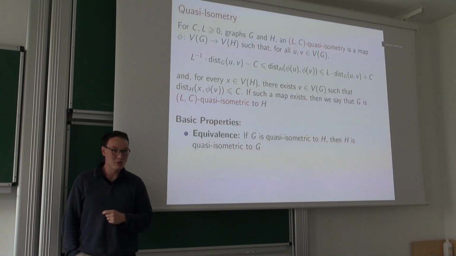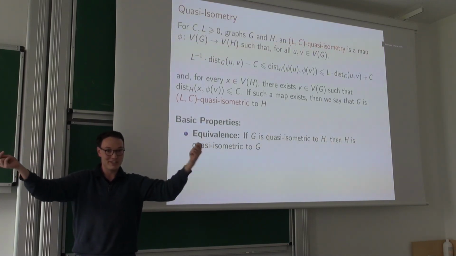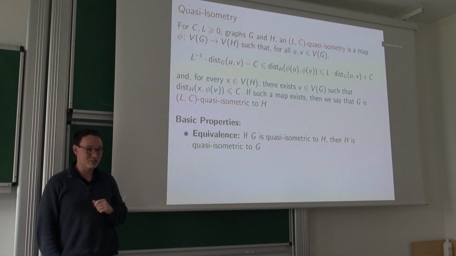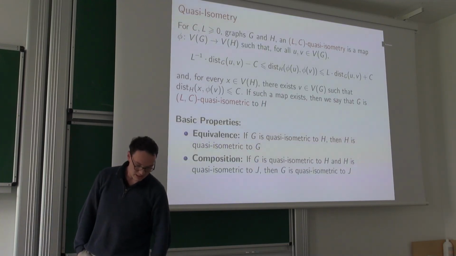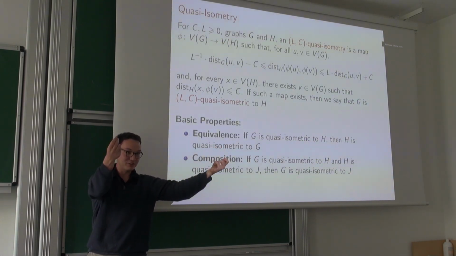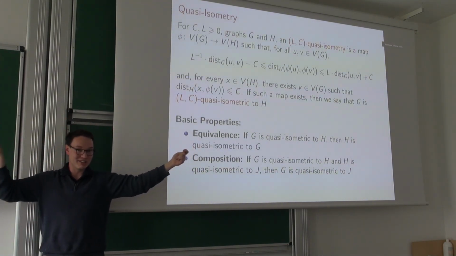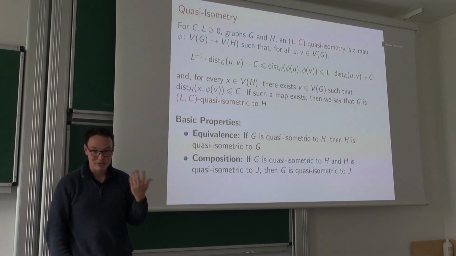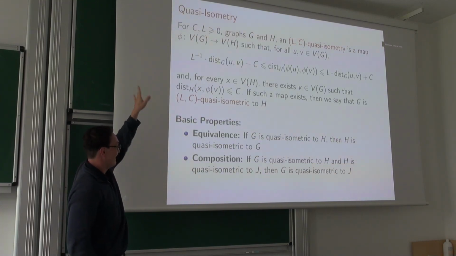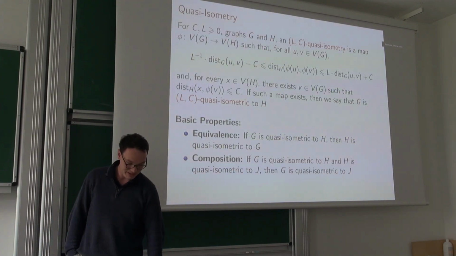So first, it is an equivalence relation. If a graph G is quasi-isometric to a graph H, then H is also quasi-isometric to G. You just do the obvious map, and this is pretty easy to show. Next is composition. If a graph G is quasi-isometric to a graph H, and H is quasi-isometric to a graph J, then G is going to be quasi-isometric to J. That's pretty easy to show. The multiplicative distortions multiply and the additive ones add up together. You just have to run the numbers, but it's pretty simple.